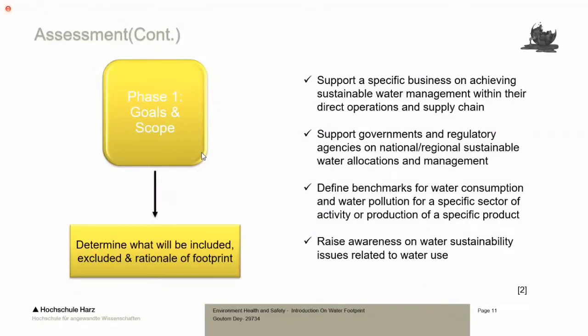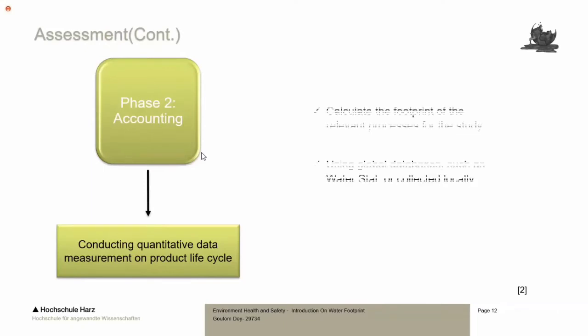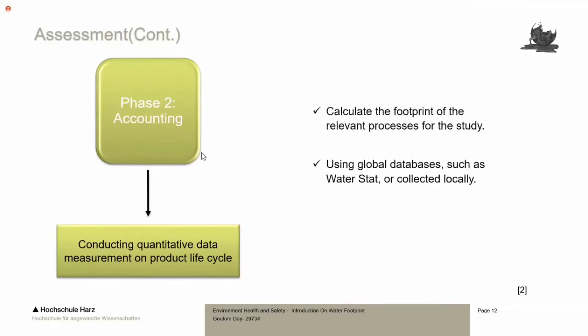related to water use. The goal and scope indicate which data will be used, how each subsequent step of the assessment will be approached, and the level of detail required to achieve the desired result. Once the goal and scope of the water footprint assessment have been defined, the data are collected to calculate the footprint of the relevant processes for the study. These may come from global databases such as WaterStat or collected locally.